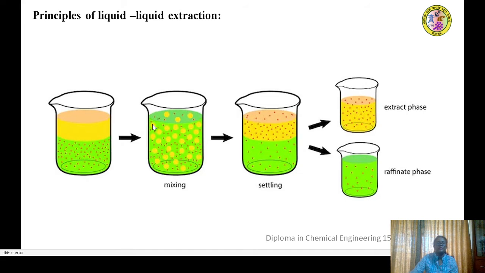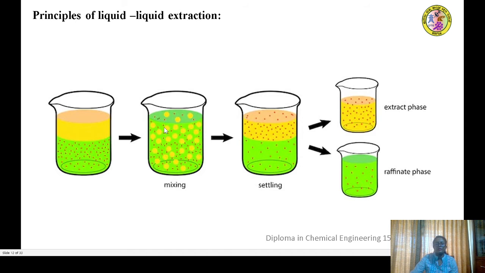So when you mix the liquid mass in the beaker, what is happening? One of the liquid phases is getting dispersed in the other liquid phase in the form of droplets. So the yellow color solvent phase has converted into small droplets because of mixing. So now what you have in the second diagram is the emulsion. So when two immiscible liquids are agitated and thoroughly mixed, what you get is an emulsion, not a solution.